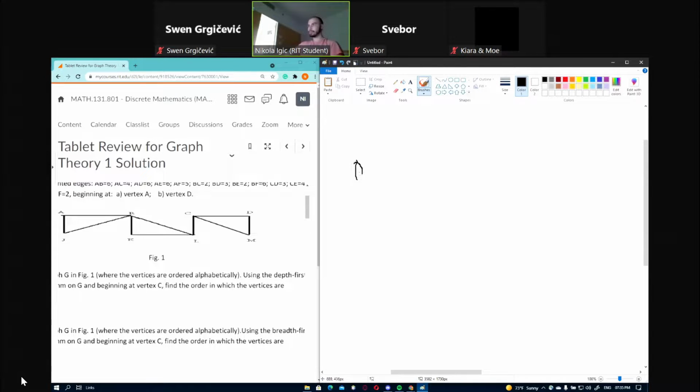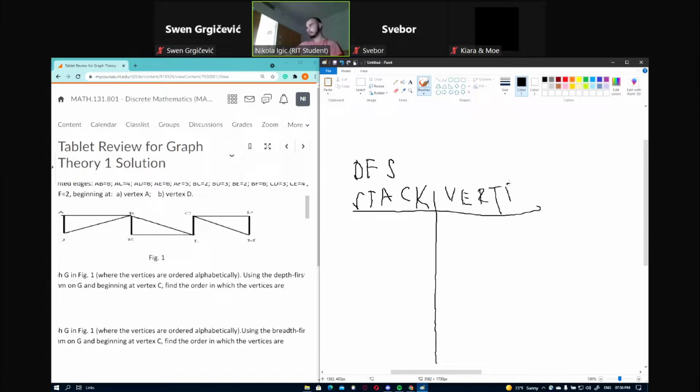First you write which method you are using. This time we're using depth first search. Then the stack is where I can jump, and the vertex is where I jumped. Because it said we start from C, you are on C, and you're not jumping anywhere yet. Where I can jump from C, you write here.